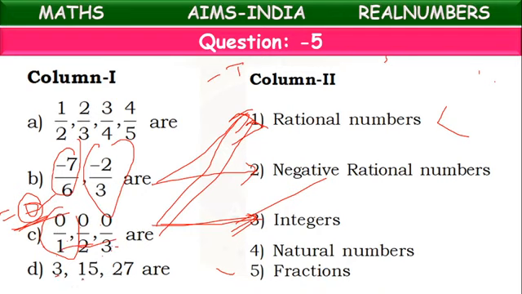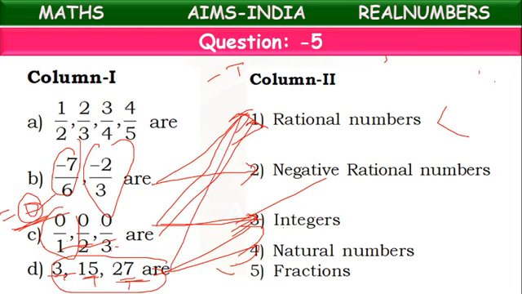Next, 3, 15, 27. These are integers. They are natural numbers. They can be written in the form of 3 by 1, 15 by 1, 27 by 1. So they are rational numbers. But they are not fractions.